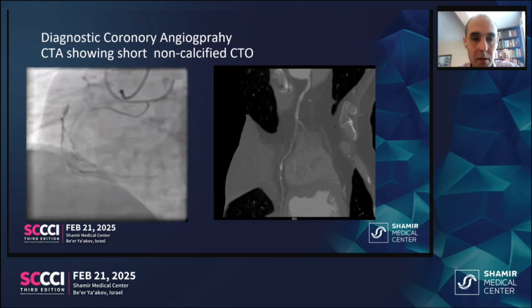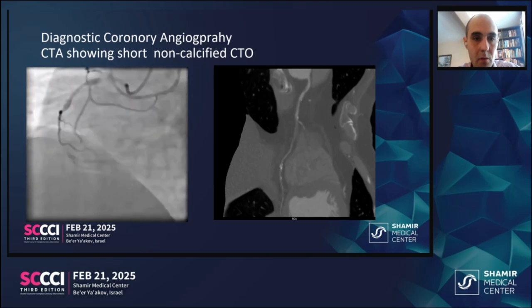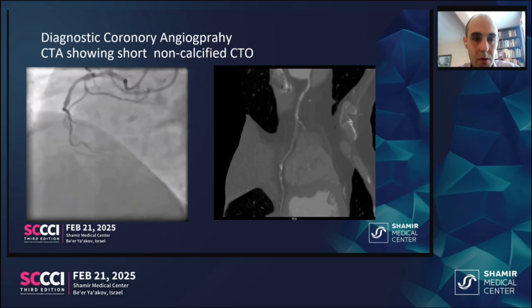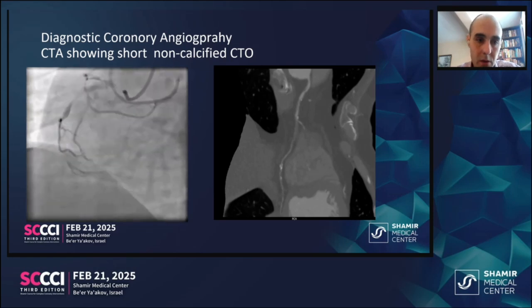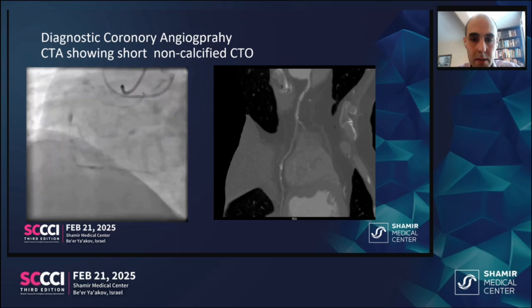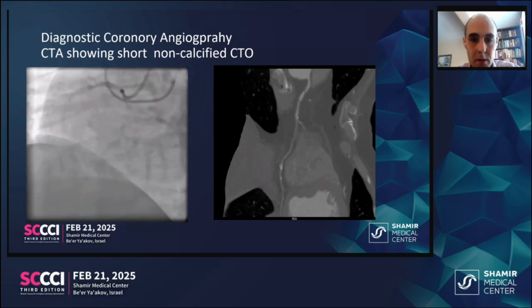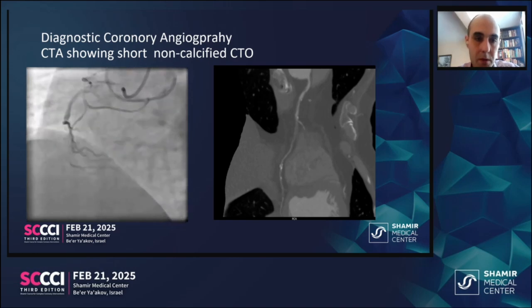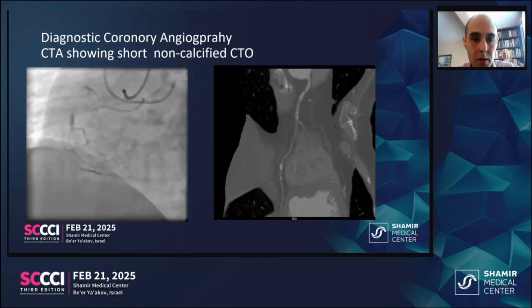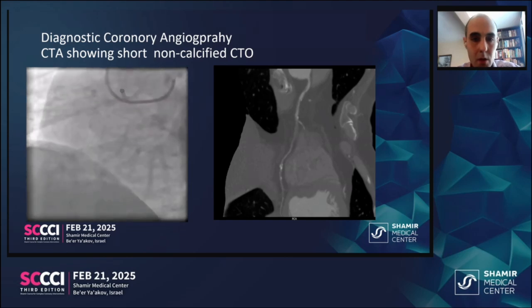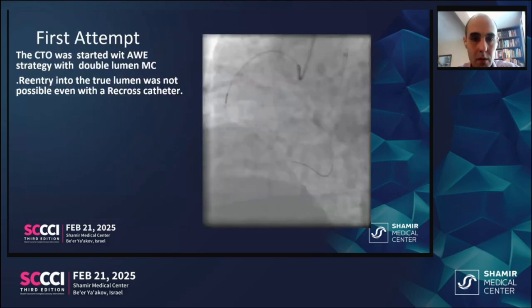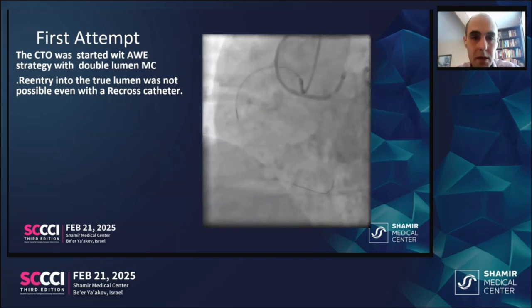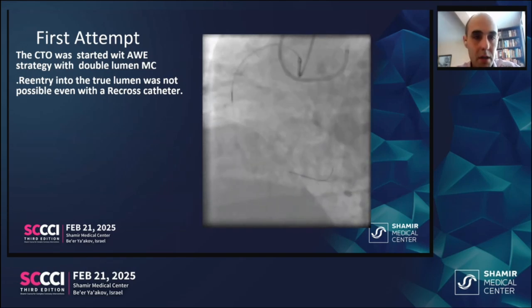Ad hoc PCI of the circumflex was done, and we noticed this CTO of the RCA in the middle portion, which is quite tortuous. That's why we did a CT scan, which confirmed the CTO body was without very much calcium, but a possible microchannel existed through the body of the CTO. So we tried to do CTO PCI of the RCA with antegrade wire escalation strategy.